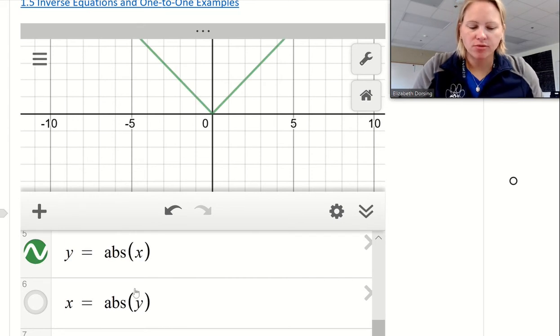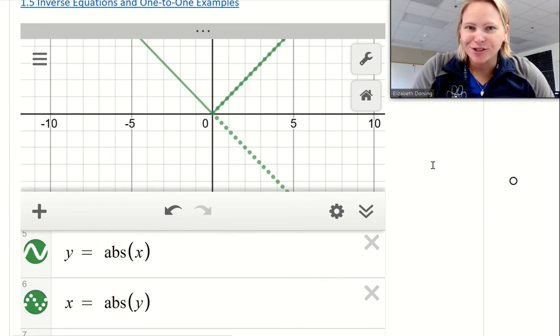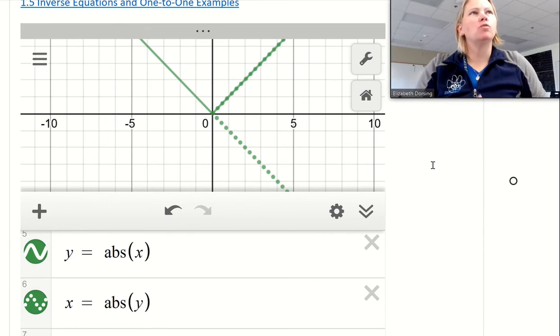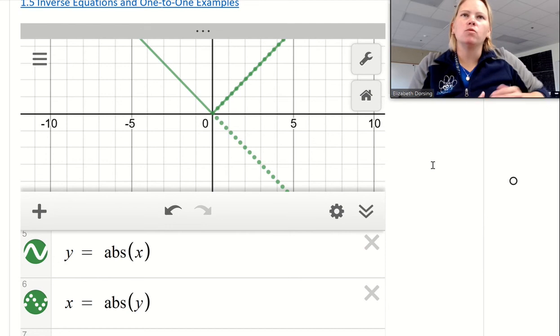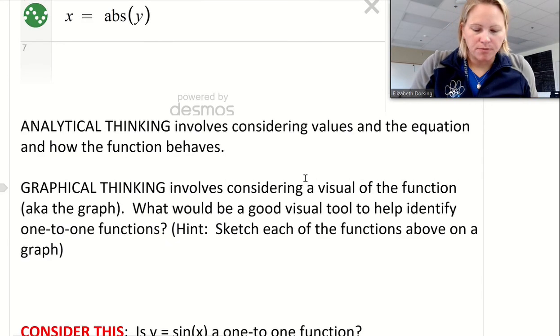Last but not least, here's our absolute value function. It is a function. It was not one-to-one. Here is the dotted inverse function, or inverse equation, and it is not a function. It fails that vertical line test. So what I want you to do is think about where I am going with this. Number 1, what's the relationship between an inverse being a function, yes or no, and the original being one-to-one? And the second question, is there a visual, like we have with the vertical line test? Is there a visual that we can use to determine if we're one-to-one and if our inverse equation will be a function?